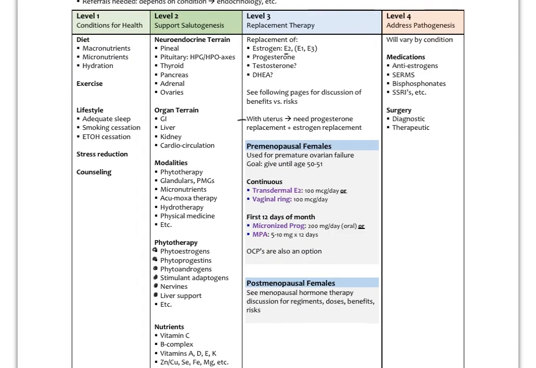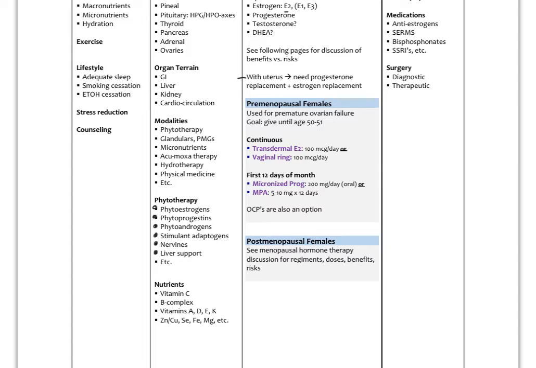But for premenopausal females, typically estrogen is used for premature ovarian failure, and it's usually given up until when natural menopause would have occurred, around 50 to 51. And there's different dosing regimens. So we give, for example, continuous transdermal estradiol, 100 micrograms a day, or there's a vaginal ring, for example, 100 micrograms a day. There's many, many forms of estrogen. I can't go through them all here, but these would be some very commonly prescribed estrogens.